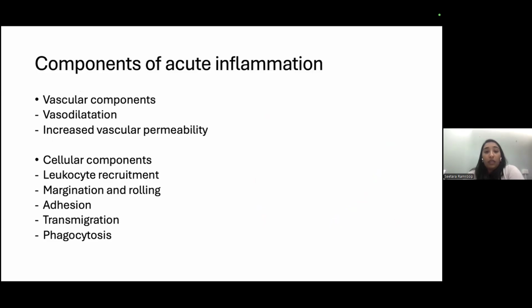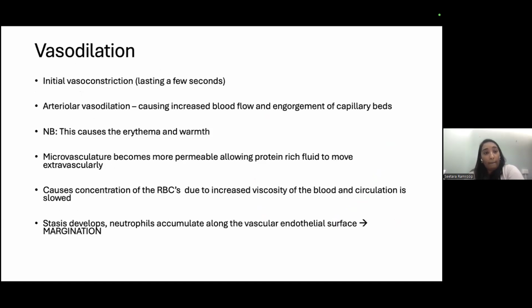Now, as I had said in the definition, it consists of vascular components as well as cellular components. The vascular components would be vasodilation and increased vascular permeability, whereas the cellular components include leukocyte recruitment, where there's margination and rolling of the leukocytes, adhesion, transmigration or diapedesis, and then phagocytosis. So we look at each one.